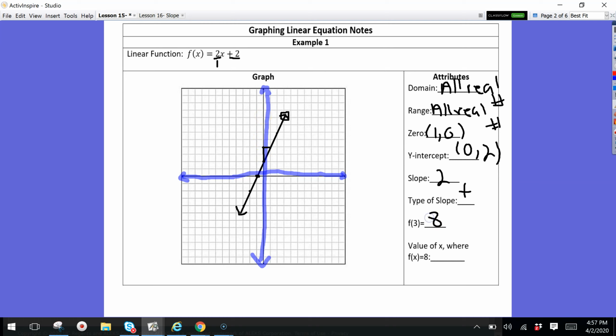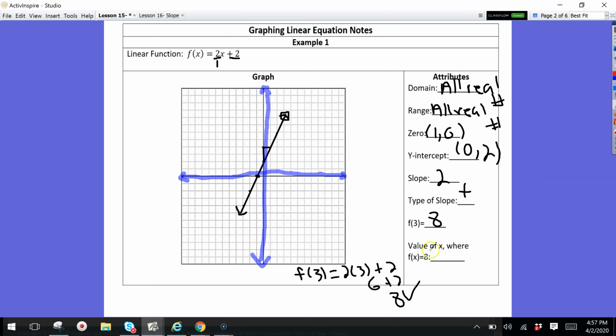Another way you could have identified that is by plugging in 3 here to my equation. So if I did f of 3 equals 2 times 3 plus 2, well, what's 2 times 3? It's 6, plus 2 is 8. So that's just another way to check what f of 3 is. You can look at the line or you can come here and plug it back in.